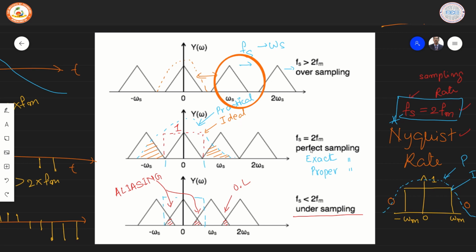Now let us talk about the second scenario. When the Fs value is equal to 2 times Fm, we can see that the separation between the original and replica is minimal. That means it is attached to the original component. So the original and its replica are just beside each other. In this scenario, as we have understood, the Fs value is less, hence the separation is also less. We call it exact or properly sampled.